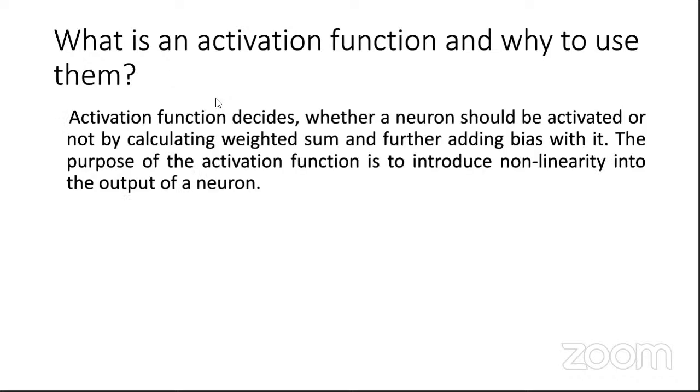Activation functions are functions that decide whether a neuron should be activated or not. We take all the weights multiplied by the input data we are giving, plus the bias, and that is fed to the activation function. We will be getting the output.